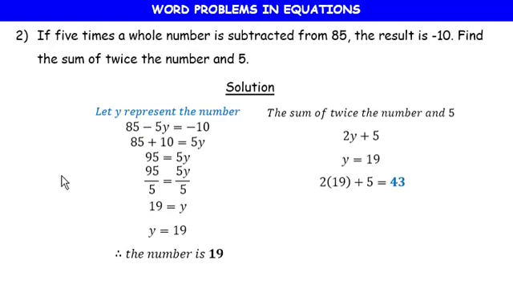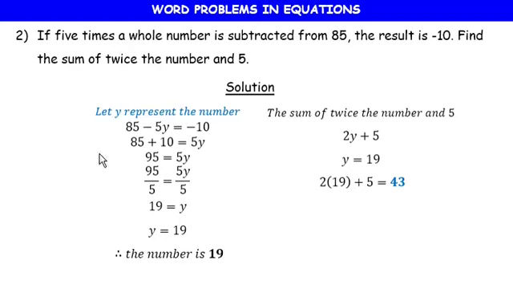Right? So if 5 times a whole number is subtracted from 85, the result is -10. Find the sum of twice the number and 5. Wow, this is a very nice question, right? It's a very delicious question.